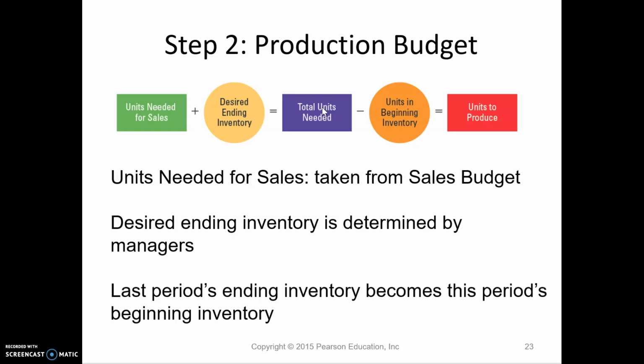Okay? We don't have to make all of these because we had some units in beginning inventory, right? Whatever we had in ending inventory last period became this period's beginning inventory. So we subtract that from the total units needed. That's the units we need to produce.